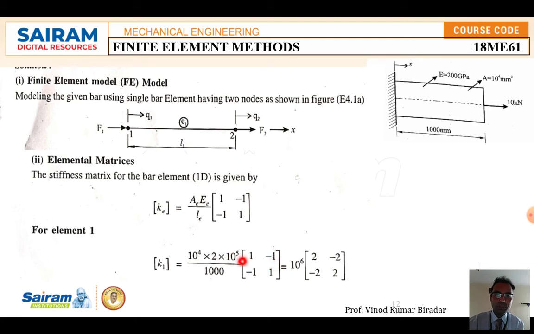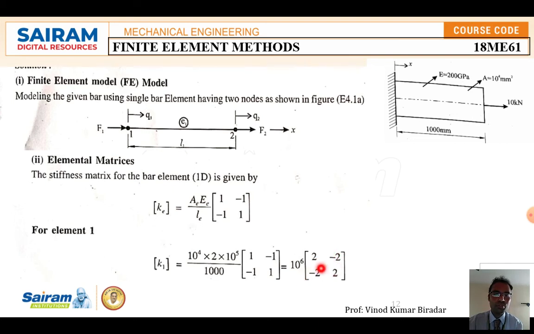Simplify this and you get 10 to the power of 6 into 2. Then multiplying the 2 inside, you get 10 to the power of 6 times the matrix 2 minus 2, minus 2 2. Now this is the stiffness matrix. Since there are 2 nodes, it is a 2 by 2 matrix; write 1 2 and 1 2. What is the property of the stiffness matrix? The main diagonals are always positive. Yes, you got positive values, and it is symmetric.